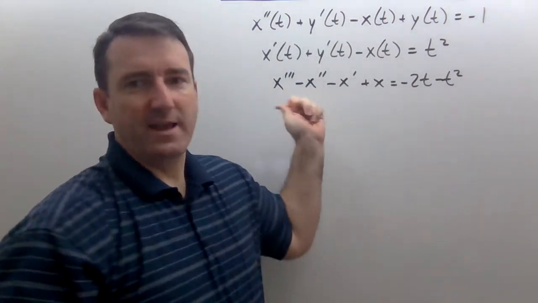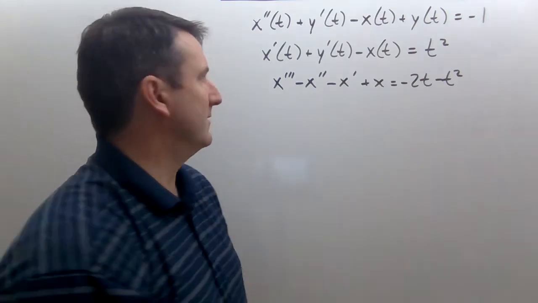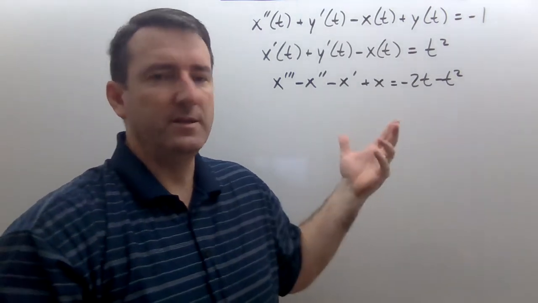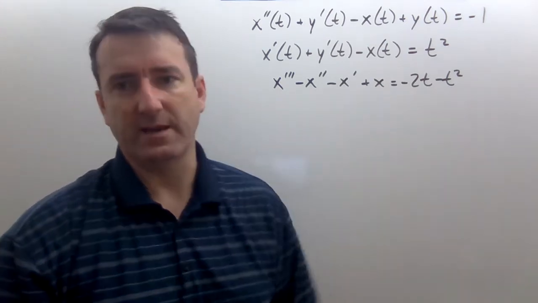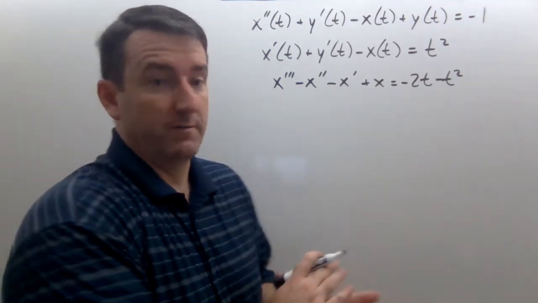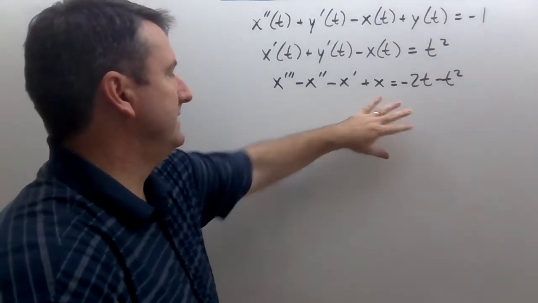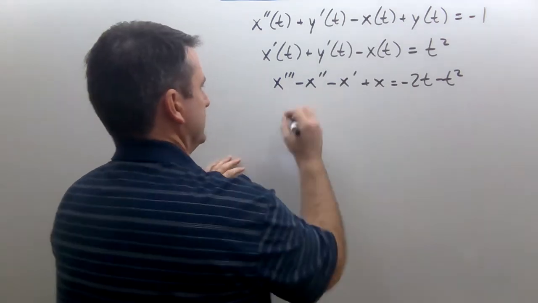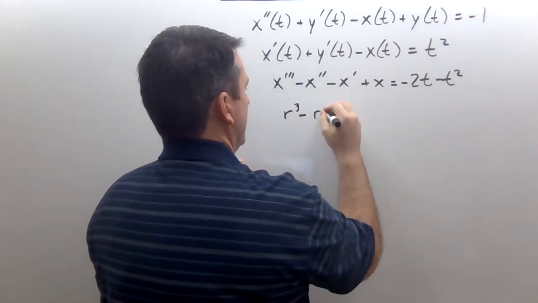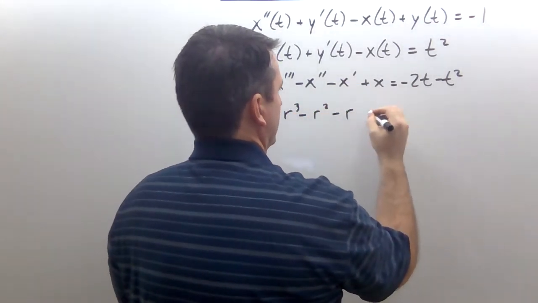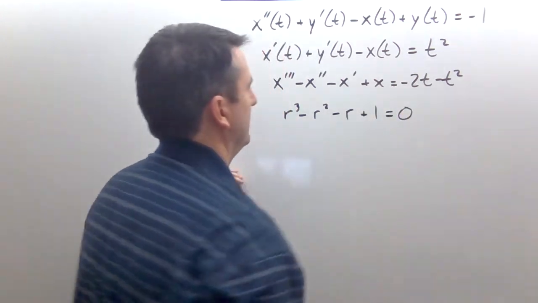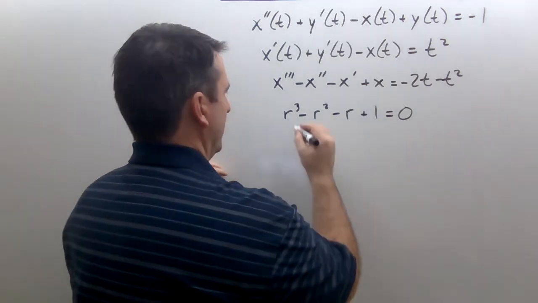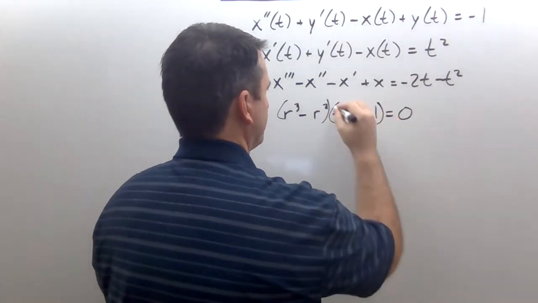So now this is a third order differential equation, and we haven't really talked about higher order differential equations, but we can use the same methods that we used for second order differential equations to solve this. First, we're going to need to find the homogeneous solution. We're going to use our characteristic equation. That's going to be r cubed minus r squared minus r plus 1 is equal to 0. So there's a few ways that we could factor this. I'm going to factor this by grouping.